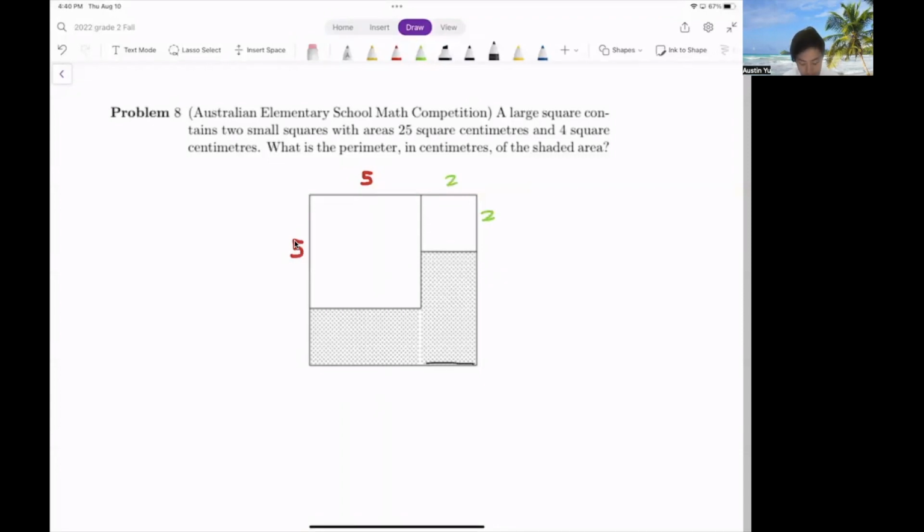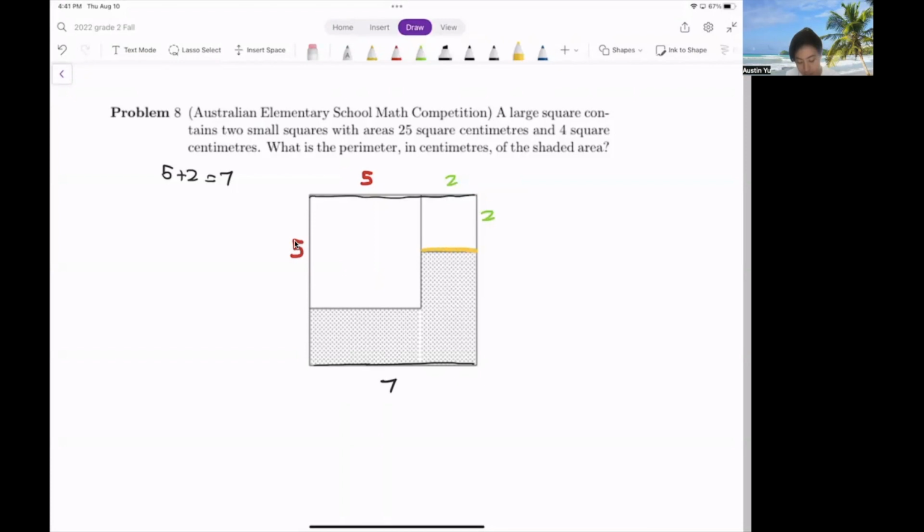Then let's move on to the base. We know that the base at the bottom of the shaded area is the same as the line on the top. Since the line at the top is just 5 plus 2 equals 7, we know that the length at the bottom is 7. And if the length at the bottom is 7, we also know that this is the same as the lines in yellow connected, because let's draw out the lines in yellow.